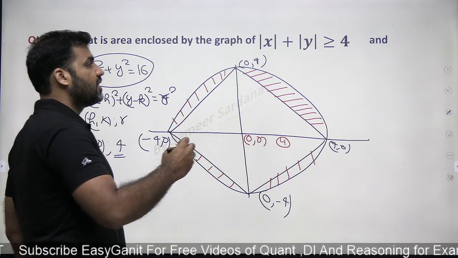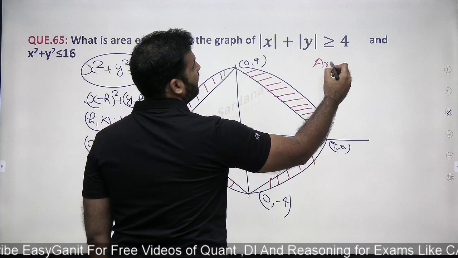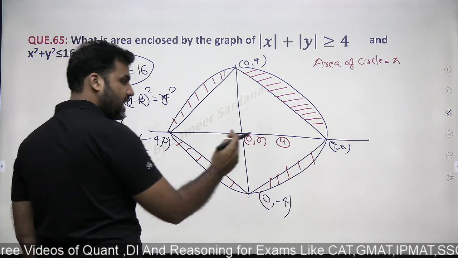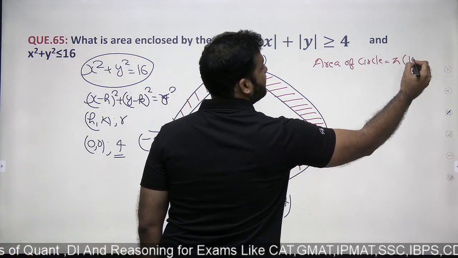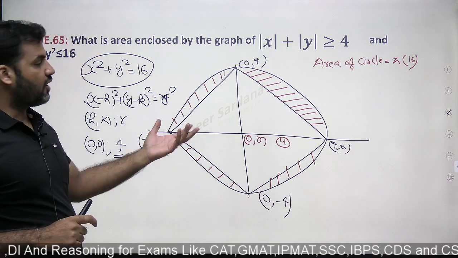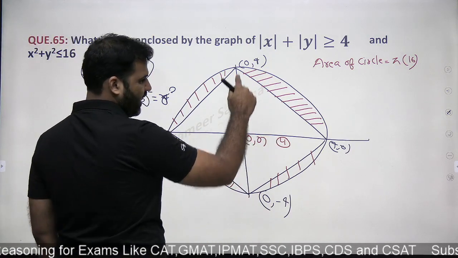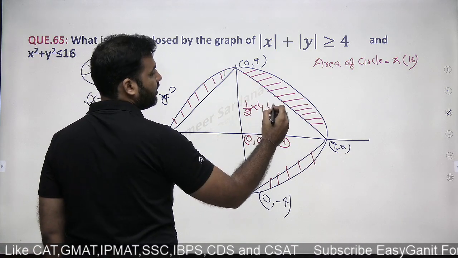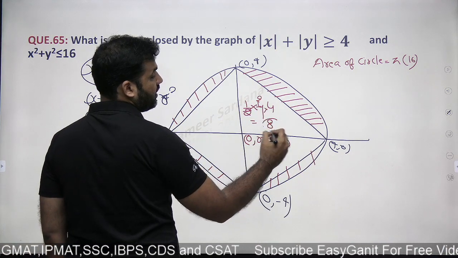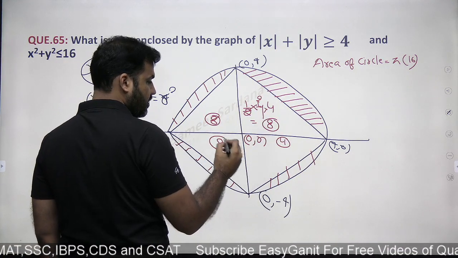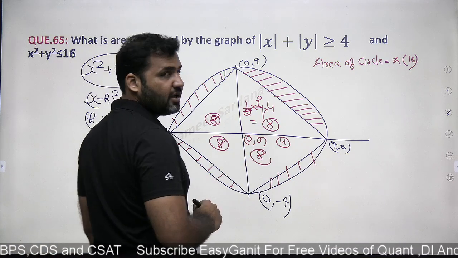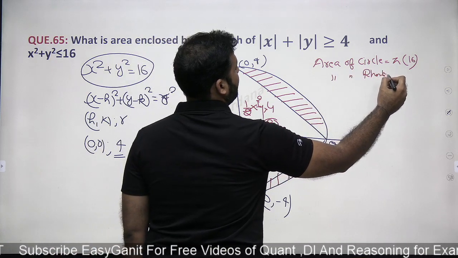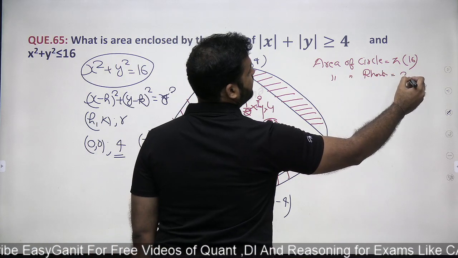So what is the area of the circle? The area of the circle would be πr². The radius is 4, that means π into 16. And the area of the rhombus? Now, how do you find the area of the rhombus? Just find out the area of this triangle. What is this? Half into base 4, height 4. This is equal to 8. Now, this will also be equal to 8, this will also be equal to 8. These are 4 triangles, so the area would be 32. So the area of the rhombus here is 32.